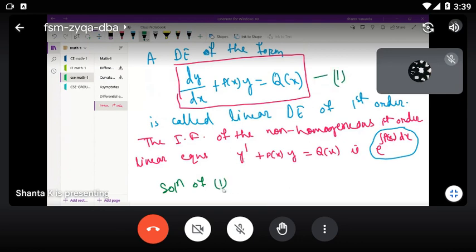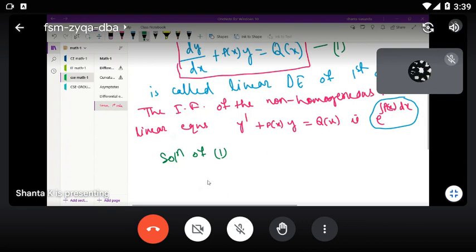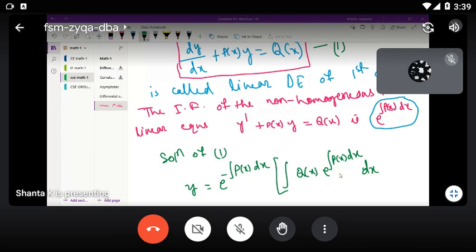The first order solution, that is, the first order linear differential equation: y equals e power minus integral of p dx, multiplied with the integral of q of x times e power integral of p dx. This is the integrating factor, plus the constant.